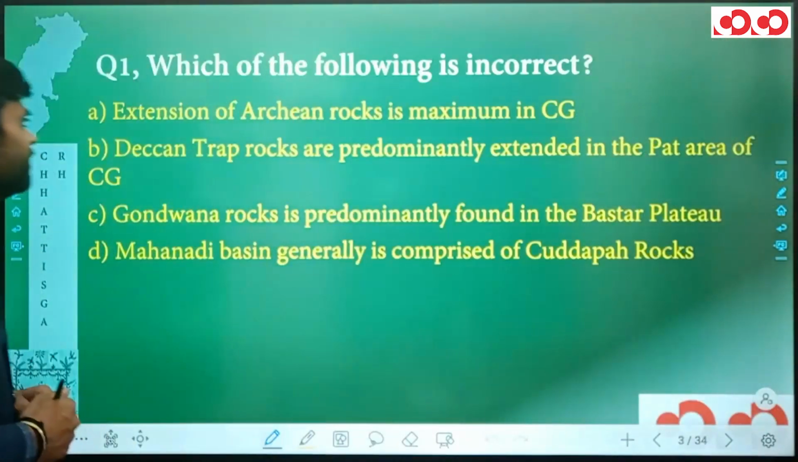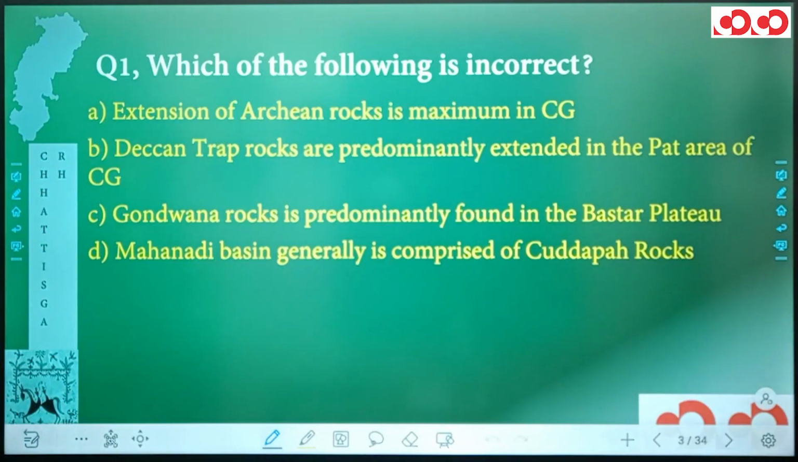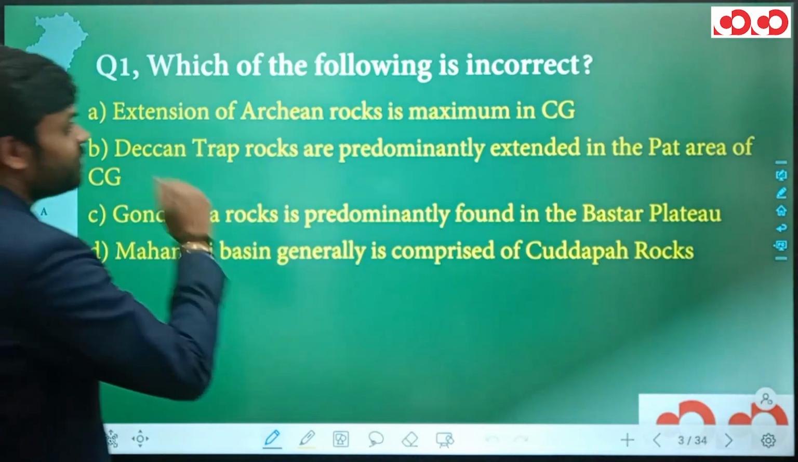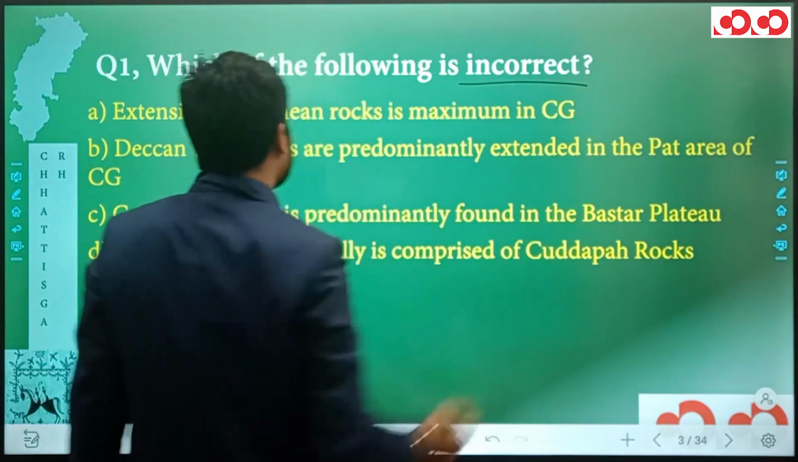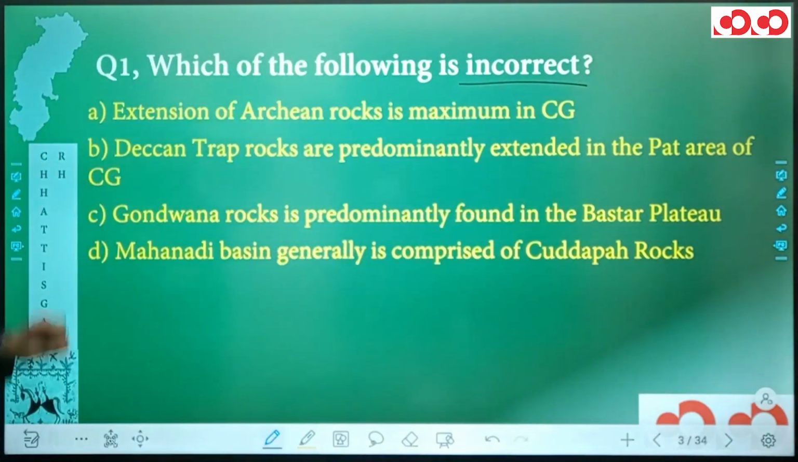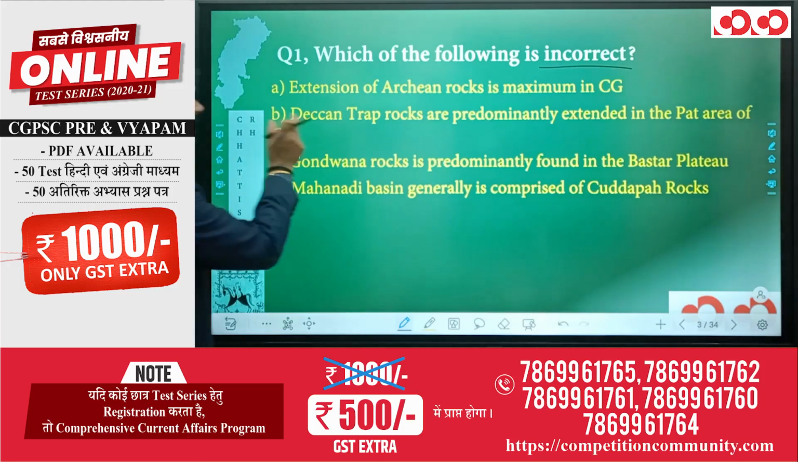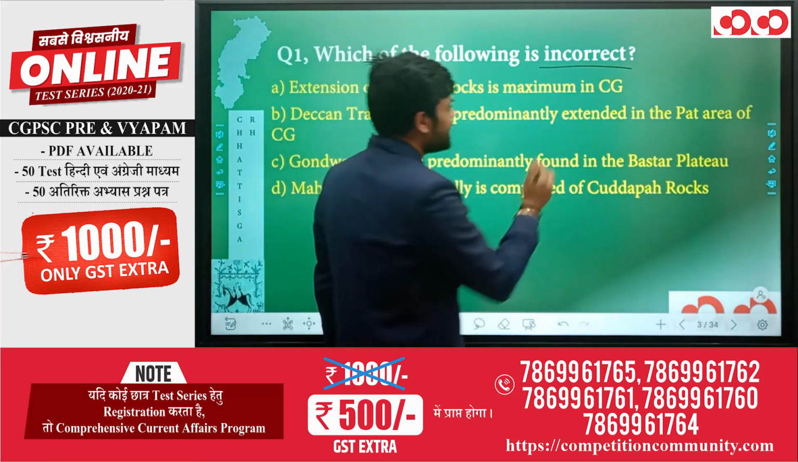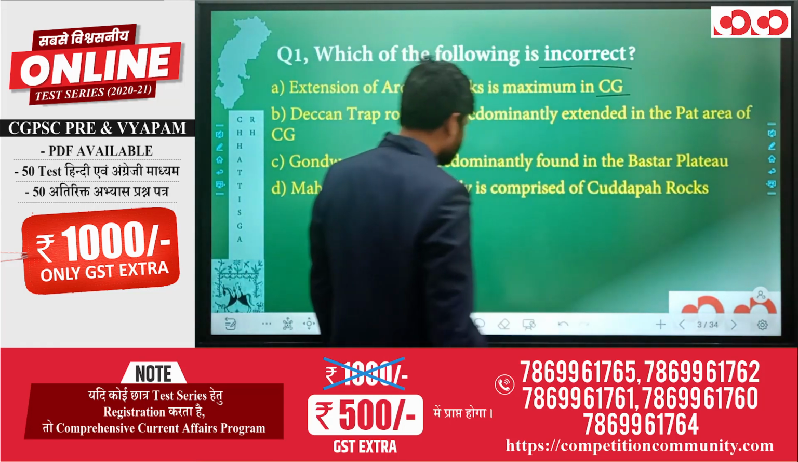So here we have our first question. In the first question, we have to tell which of the following statements is incorrect. Now, in option A, we have: extension of Archean rocks is maximum in Chhattisgarh.